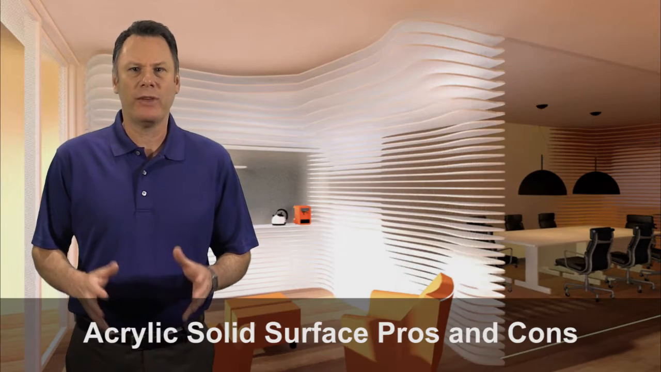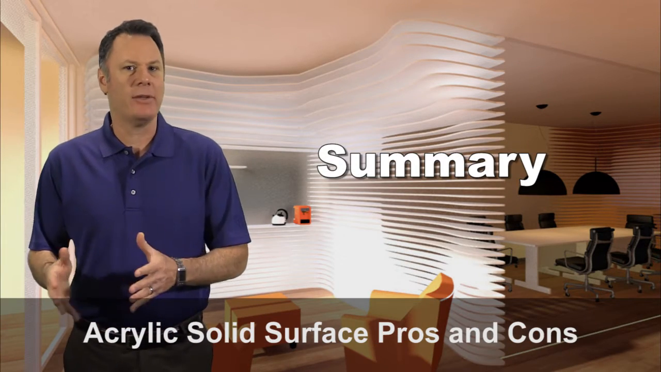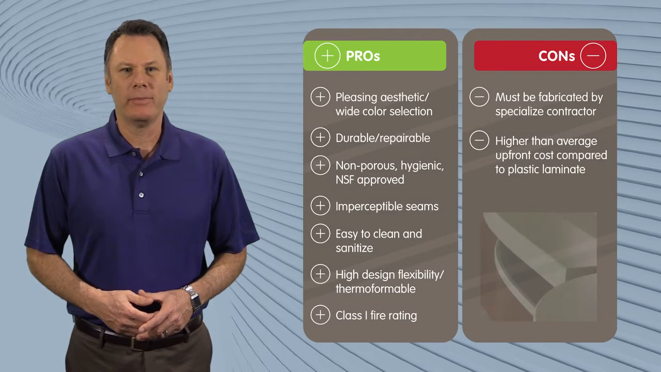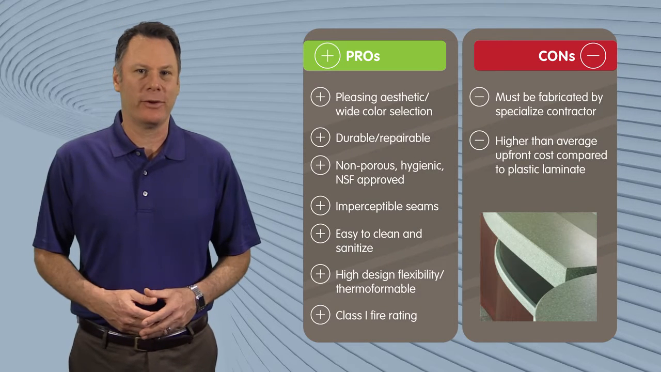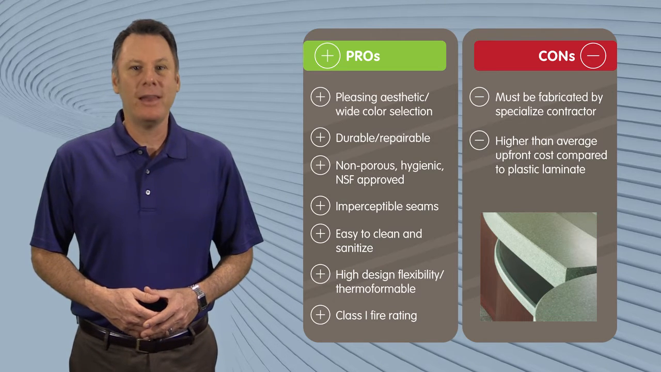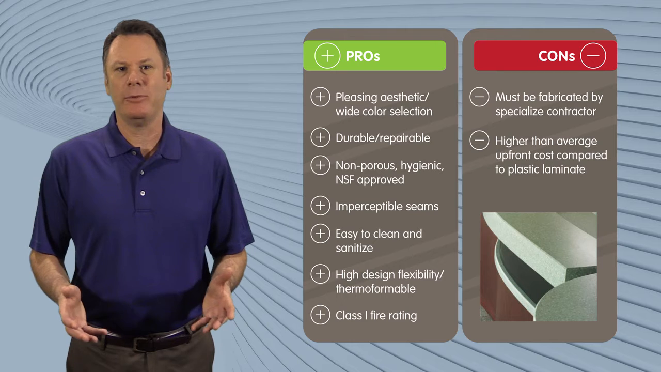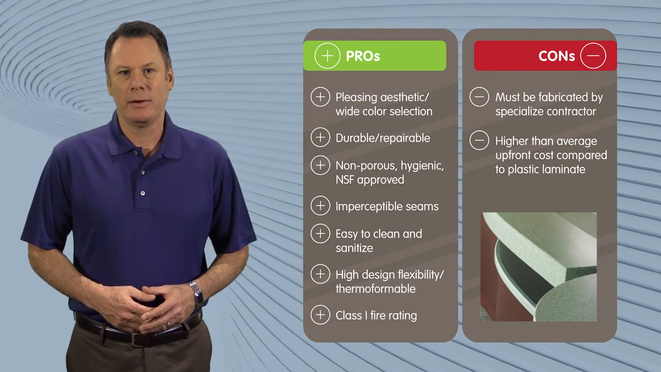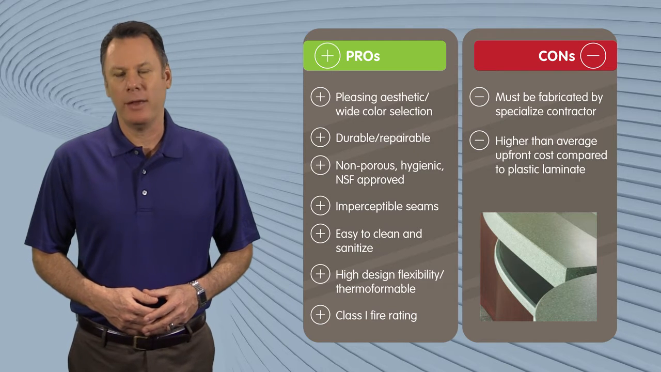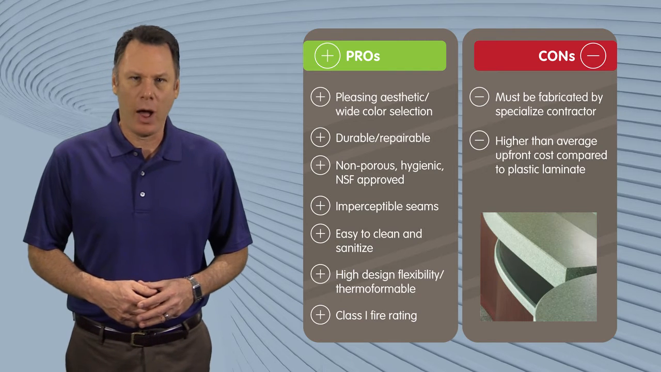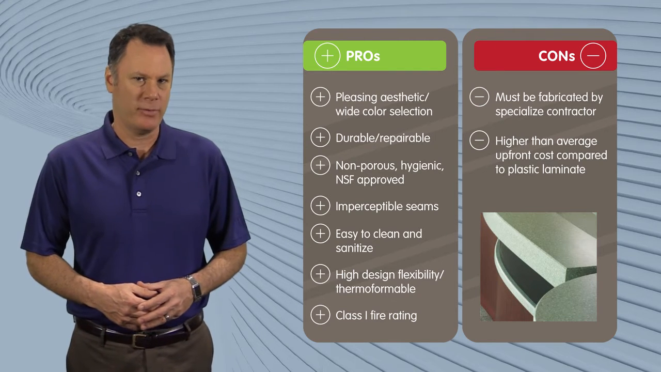This section of the course ends with a summary of the pros and cons of acrylic solid surface material, which will be reviewed in greater detail further along in the course. Pros: has pleasing aesthetics and a wide color selection, is durable and repairable, non-porous, hygienic, NSF approved, imperceptible seams, easy to clean and sanitize, increased design flexibility, Class 1 fire rating. Cons: must be fabricated by specialized contractor, has high upfront cost when compared to plastic laminate solid surface.